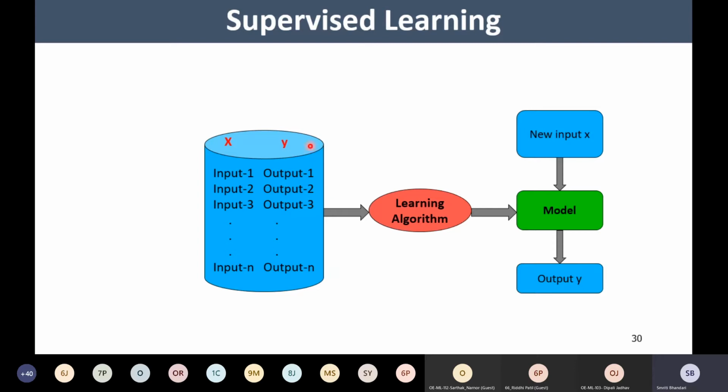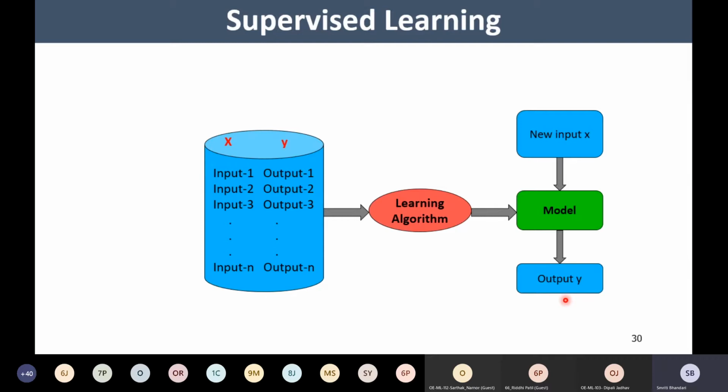So this is a simple representation of the supervised learning technique. We have training data comprising data of the form X comma Y, where X is input and Y is the associated output. I have n number of data samples in my training data set. My learning algorithm uses that training data set to build the model, and whenever a new input is provided, the model will predict the output Y.